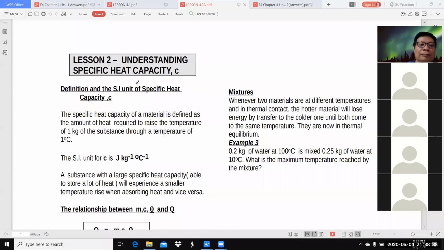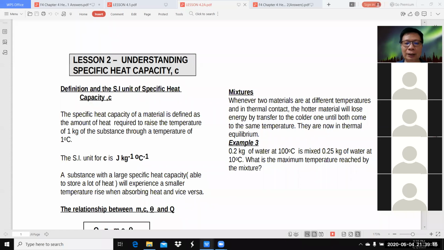This is the second lesson, which is very important: understanding specific heat capacity. A new term for you all. The symbol is C, you have to remember. In Form 4 physics you learn specific heat capacity, then later on you learn specific latent heat. Two new things for you. What is specific heat capacity?